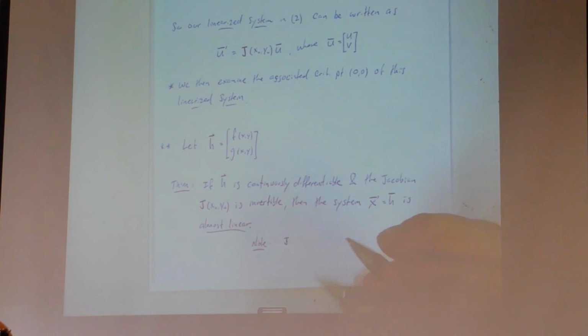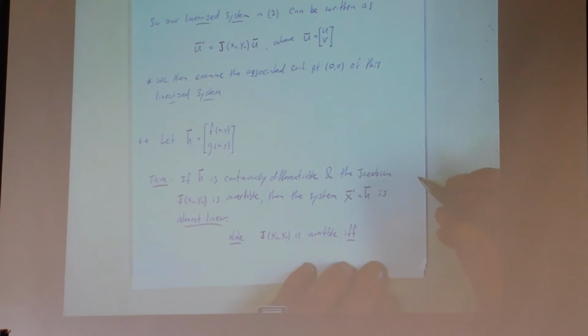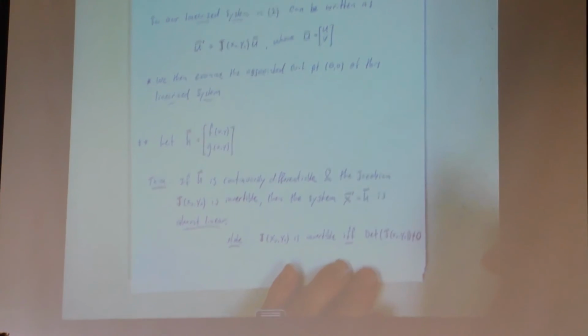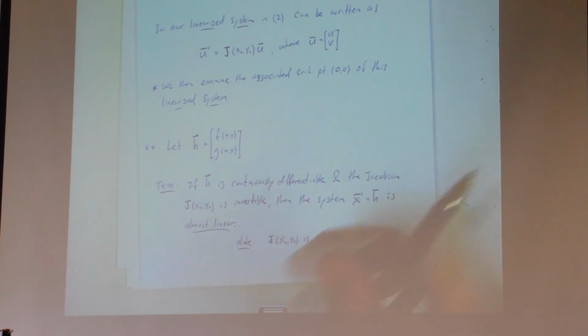Oh, okay. So this matrix is invertible, I'm going to do shorthand, if and only if its determinant does not equal 0. If it's 0, it's what's called a singular matrix. It's not invertible. Okay. All right, so that business out of the way. That's technically one way of proving that a system is almost linear.